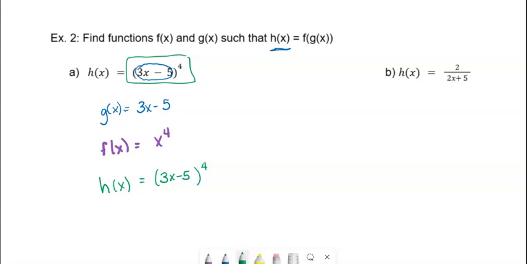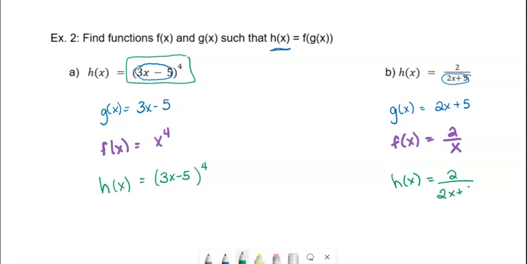Let's have a look at another example. I'm looking for something that I can simply replace. I can maybe totally replace that denominator. If I made that denominator g of x, that would mean that f of x was just 2 over x, so that when I went to make h of x, I would have 2 over g of x.